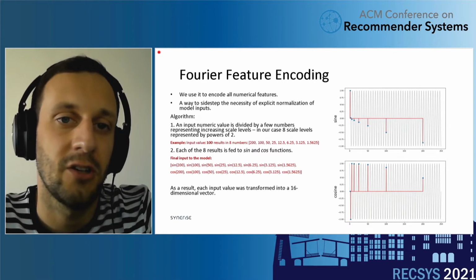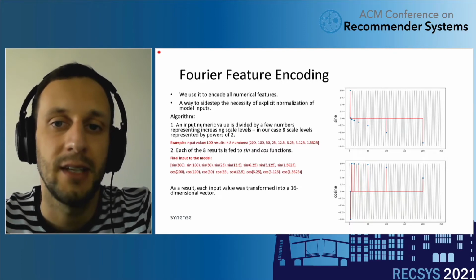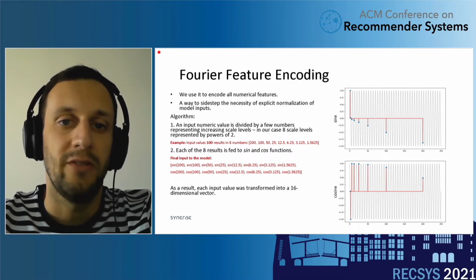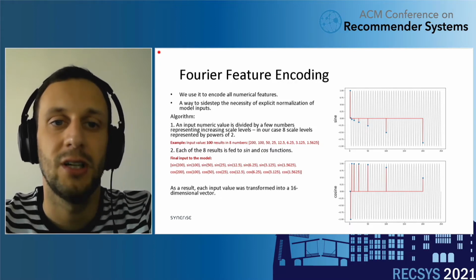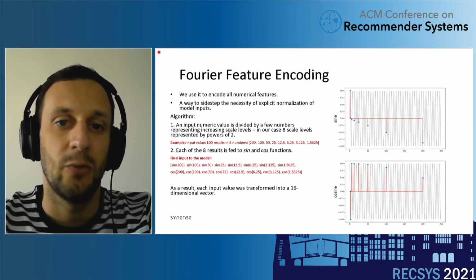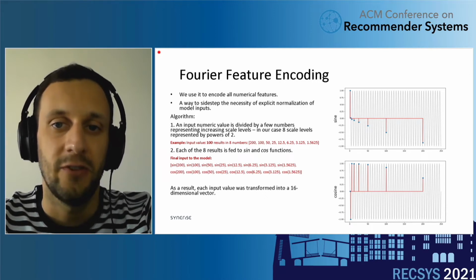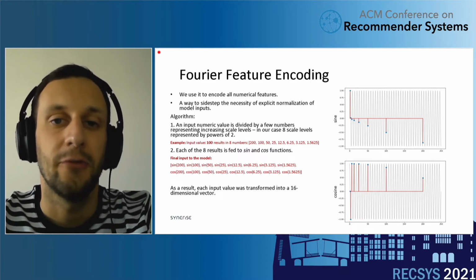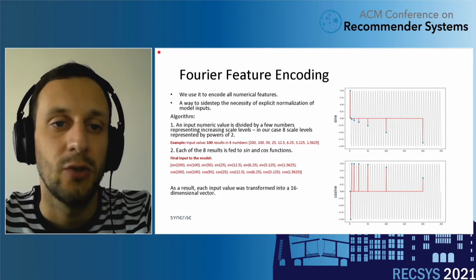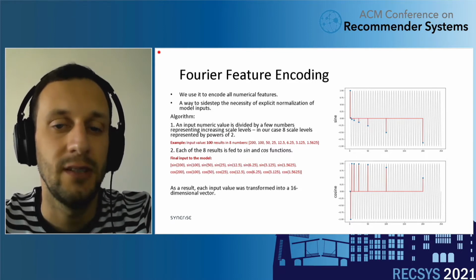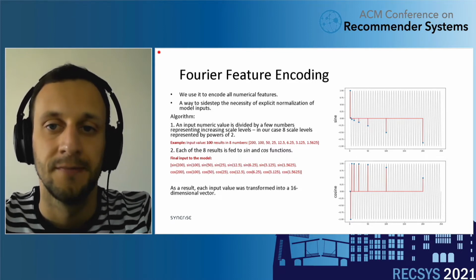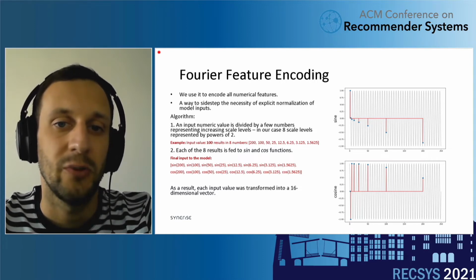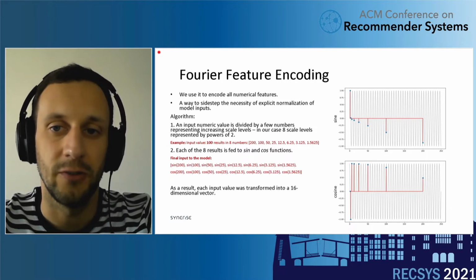Okay, Fourier feature encoding, what is it? It is a technique we use to encode all numerical features. We developed this technique and used it already in our previous competitions and in our production environment. A fully connected network doesn't like unnormalized numerical features, right? And Fourier feature encoding is a way to sidestep the necessity of explicit normalization of model inputs. So instead of feeding a single input feature, we transform it into a 16-dimensional vector.